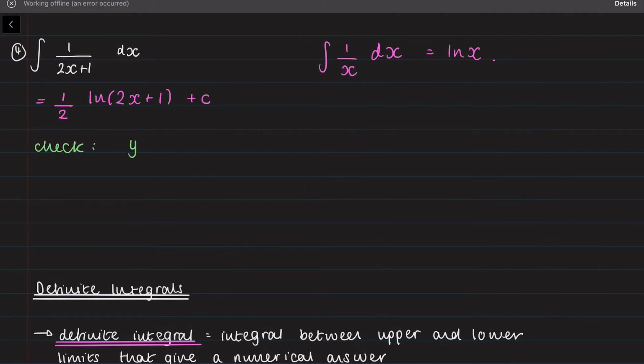So if I have y is equal to a half ln 2x plus 1, if I differentiate that, I want to get my question, so I want to get 1 over 2x plus 1. I need to differentiate that using the chain rule. So I write out the chain rule.